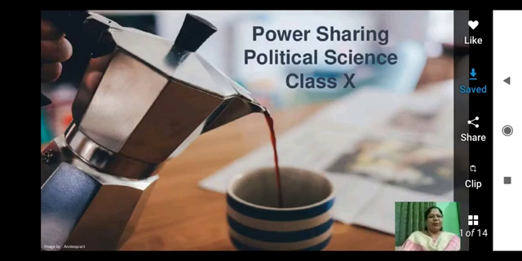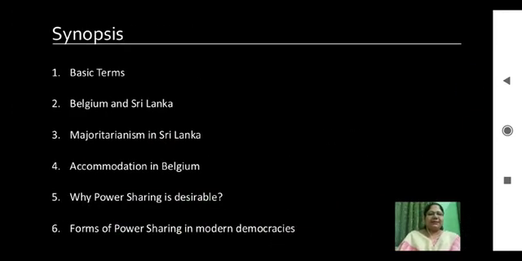And coming to the second word of our topic, that is sharing, power has to be shared. Why, in which situation, under what circumstances, that is what we are going to discuss ahead. So children, before we start, there are certain basic terms. This is the synopsis of the entire chapter which I'm showing you on the screen.